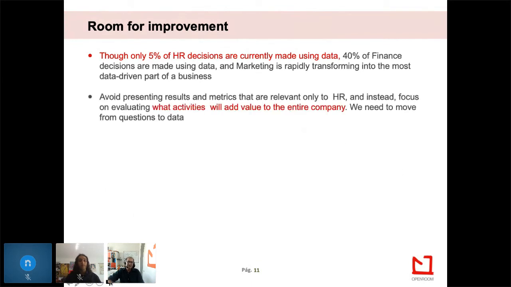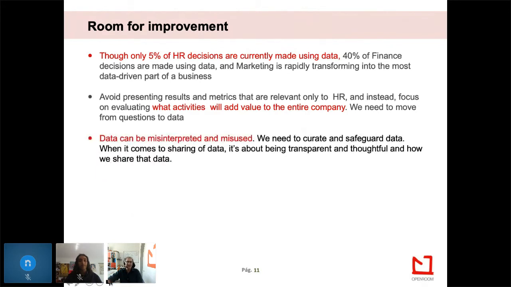Also, we tend to use metrics that are relevant only for HR, instead of focusing on activity that will add value to the entire company. So there is room for improvement here too: our indicators and the way we manage HR data have to shift to more business-oriented information. So we need to move from question to data, I would say.